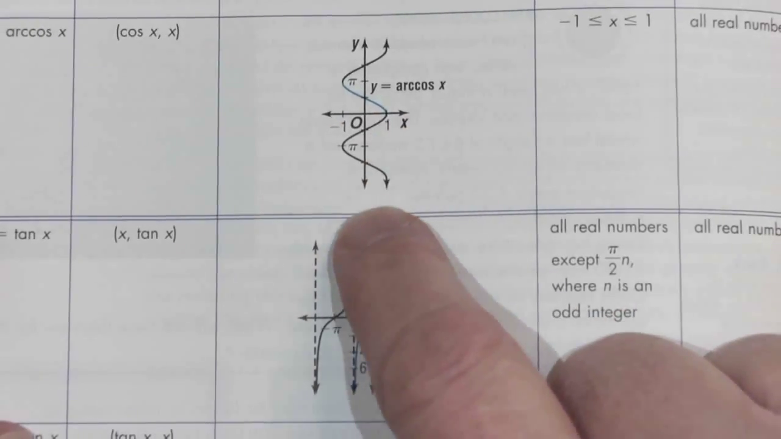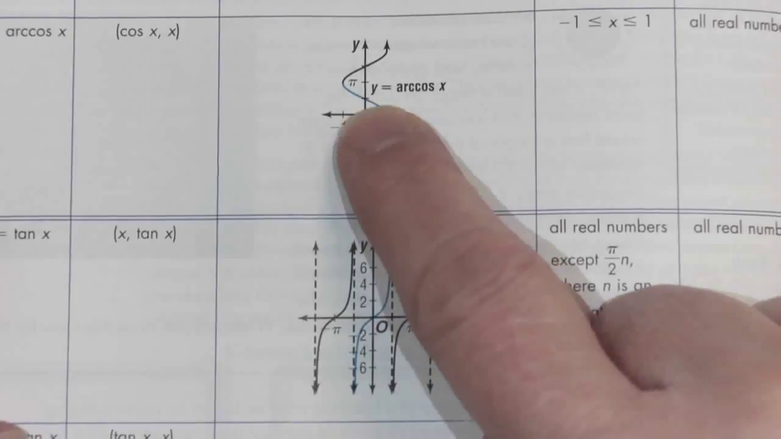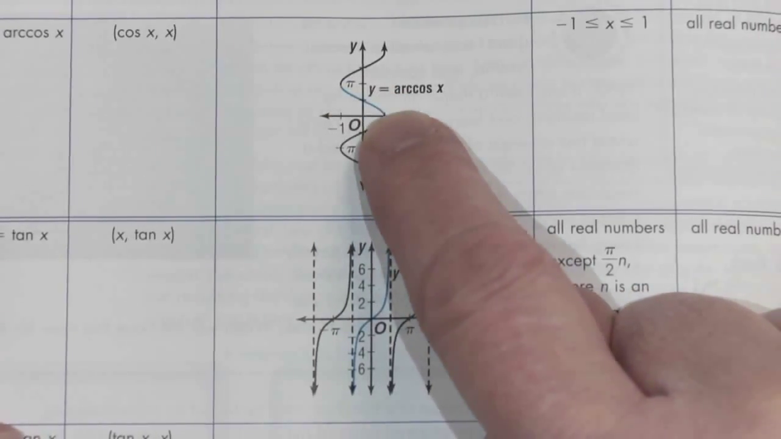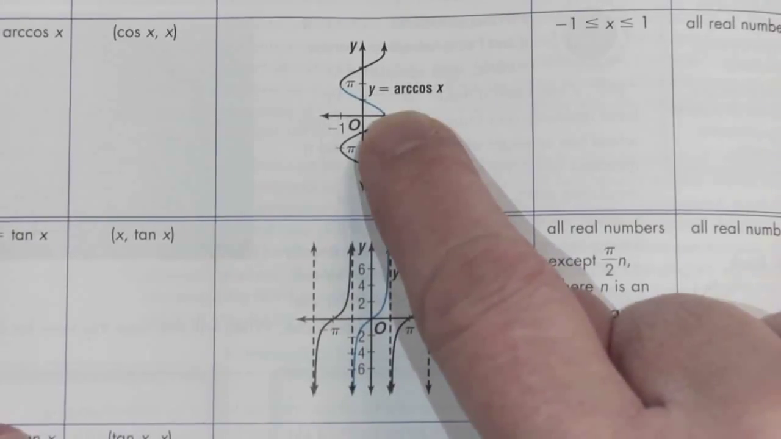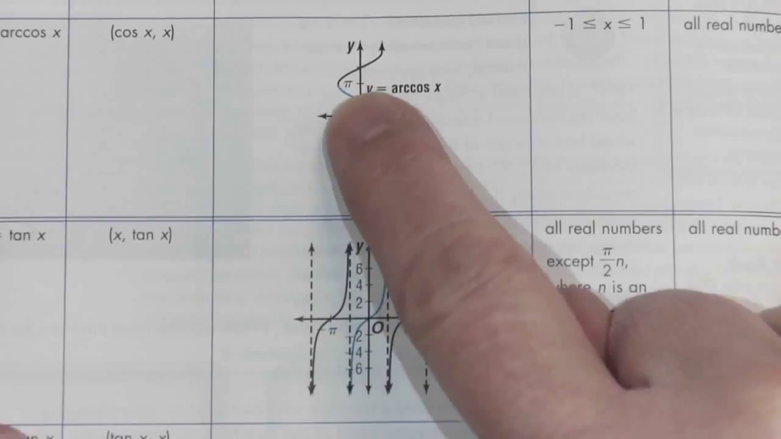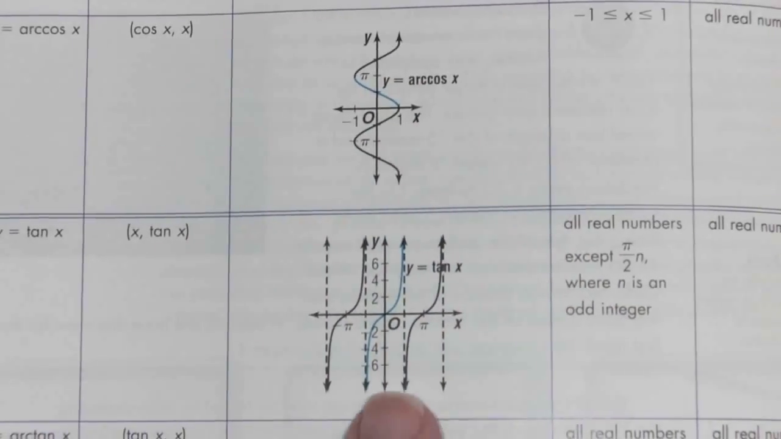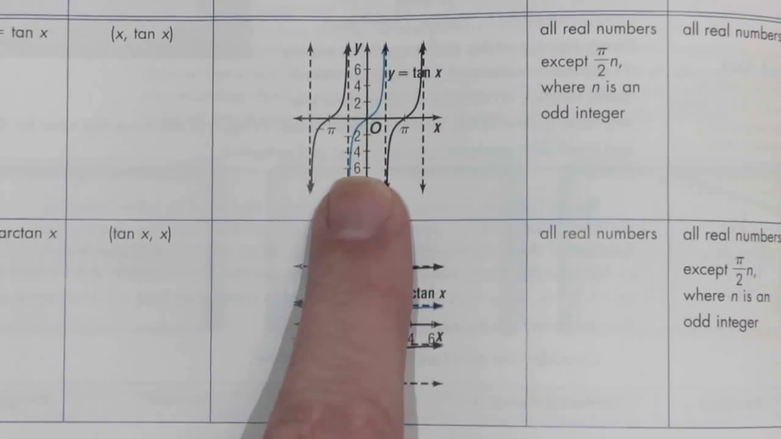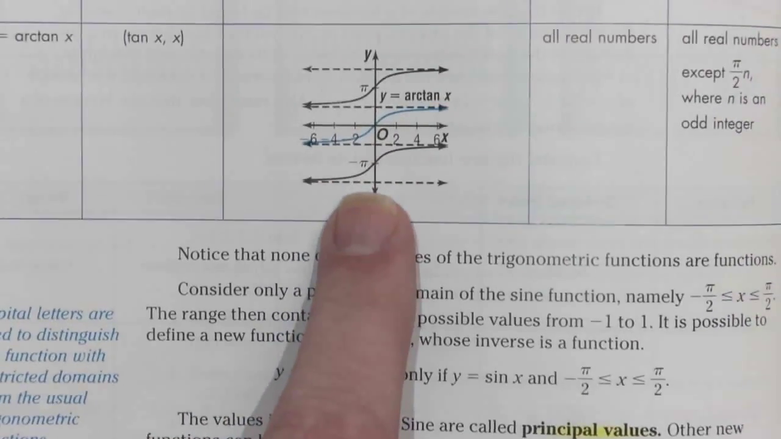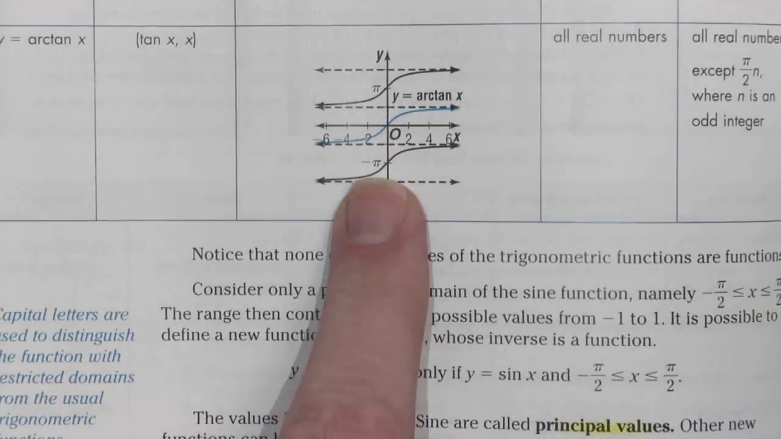And the whole thing of itself is not a function, but that small bit right there is a function. Okay, because it passes the vertical line test. There are no x's that have more than one value, just on that blue part. Okay, then we have tangent. We talked about that yesterday. And we have the inverse of tangent right here.